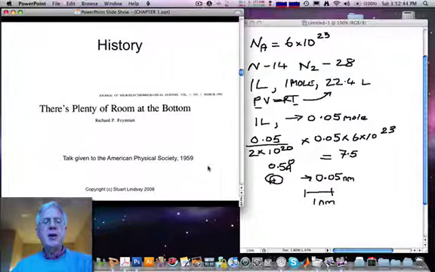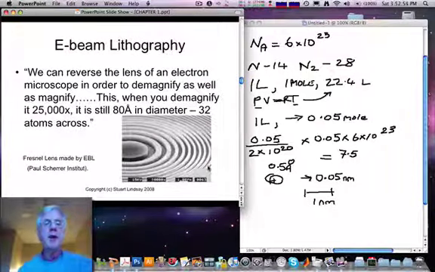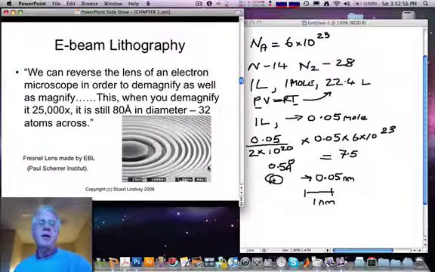So let's take a quick look at some of the predictions Feynman made, remembering that these were predictions made in 1959, and look at where we are today. Feynman was aware of the electron microscope. It had been around for many years already in 1959.